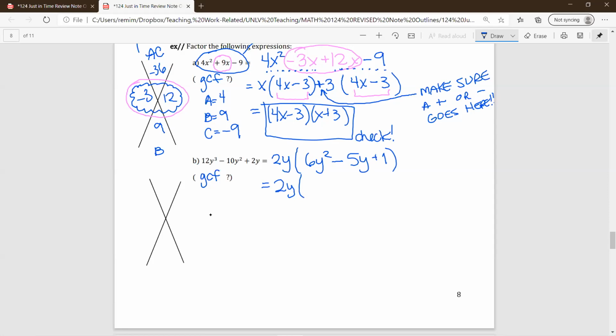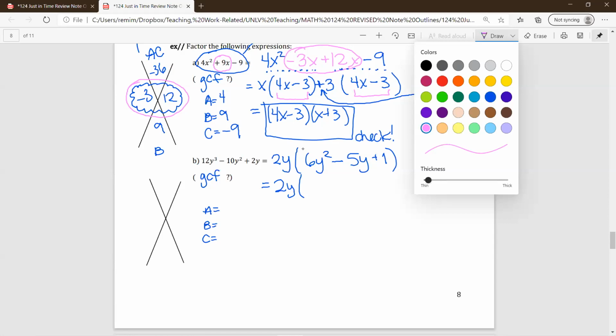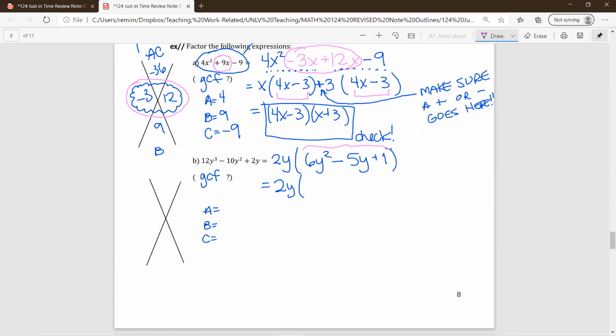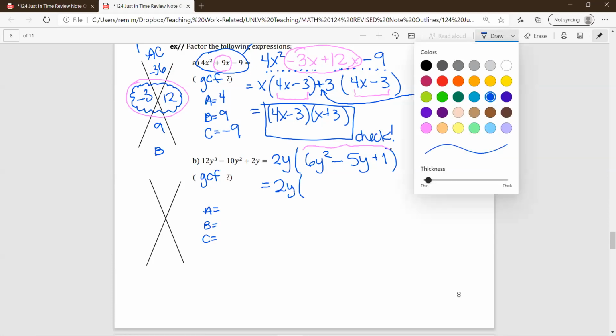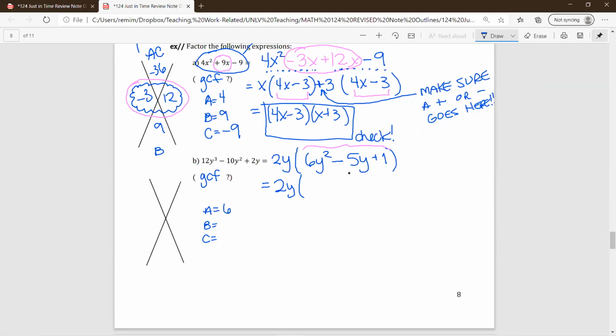Now, I'm going to write my A and my B and my C, but we're using this part now because we're not going to worry about the 2y. So our A is 6, B, be careful with your sign, is -5, and C is +1. And I'm going to use my little device over here. AC goes on top, B goes on the bottom. So A times C is 6, and B is -5.